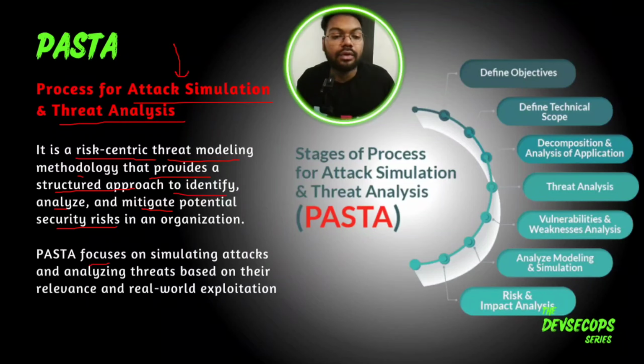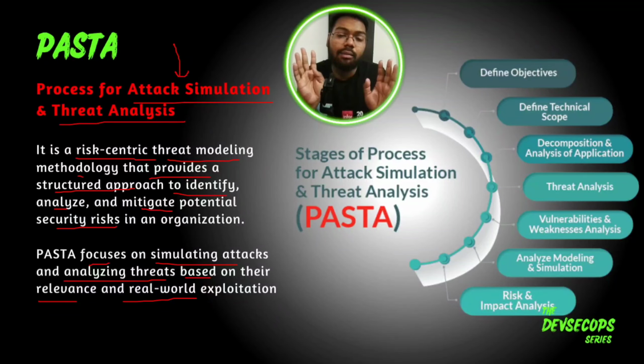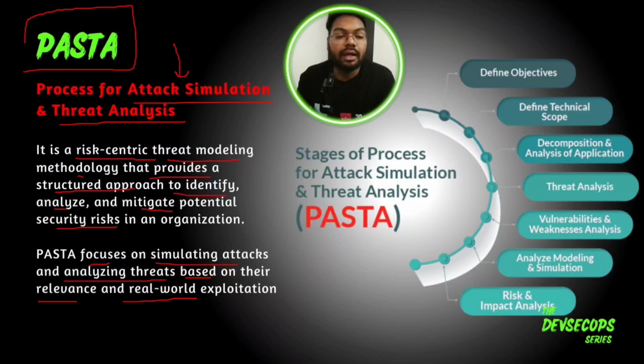Okay, so PASTA focuses on simulating attacks and analyzing threats based on their relevance and real-world exploitation. So now, even if there are certain vulnerabilities, if they are not exploitable, then I can be sure that even if they are there, I'm out of threat. Okay, my data is not being hijacked or tampered with or anything. But you need to try and attack it; unless and until you do this, you will not know if it is really safe or not. So that is why we have to adopt this PASTA framework in threat modeling as well, so that we can be sure if this is a real vulnerability or not.